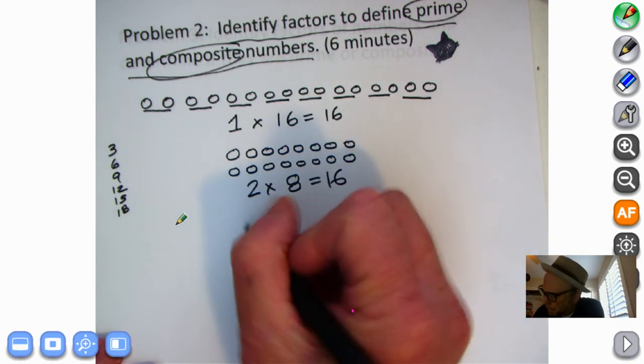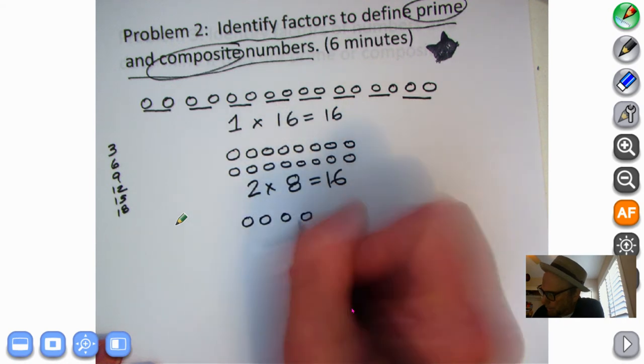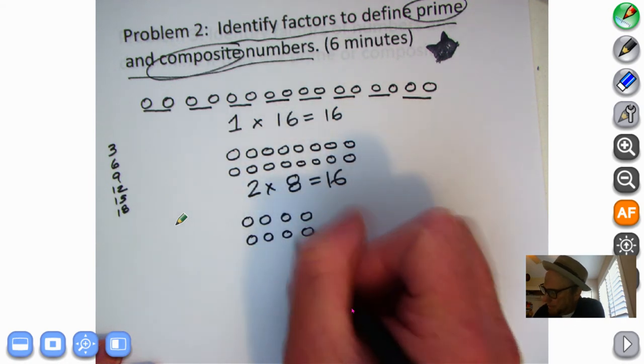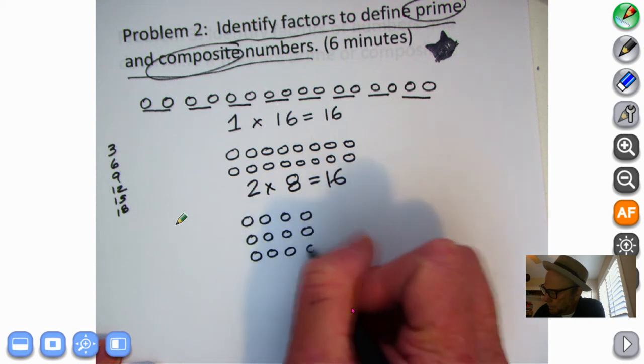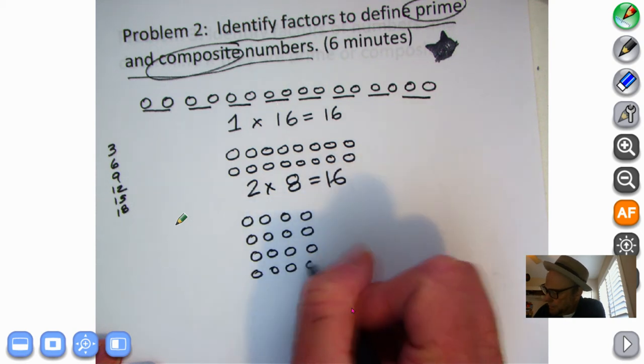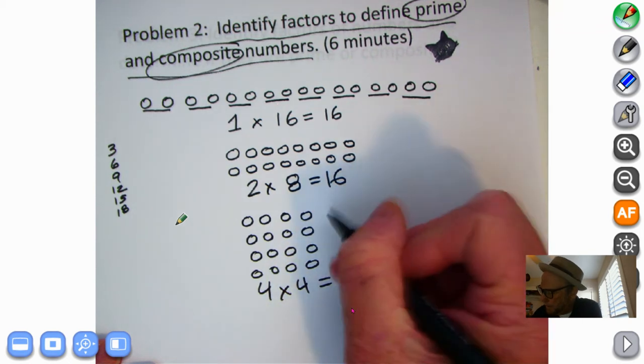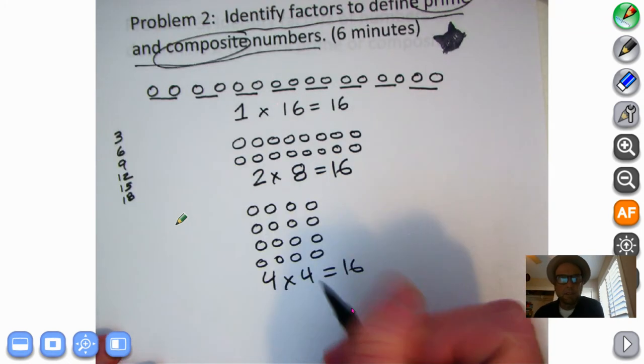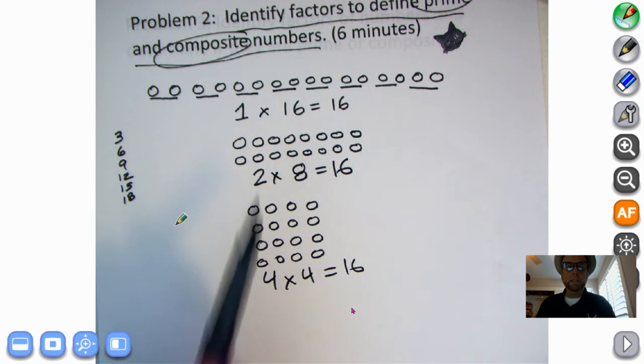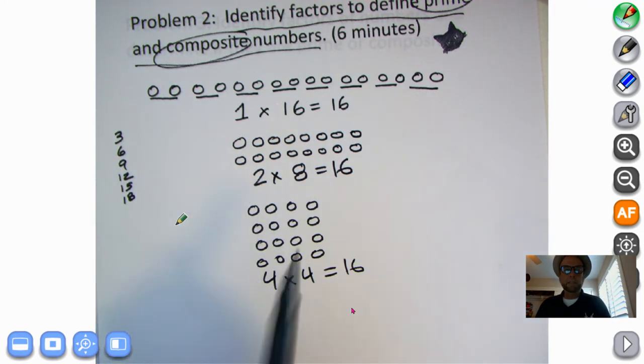So let's set up that array. 1, 2, 3, 4, 5, 6, 7, 8, 9, 10, 11, 12, 13, 14, 15, 16. And we have 4 times 4 also equals 16, right? 4, 8, 12, 16. So now the factors I have are 1, 2, 4, 8, and 16.